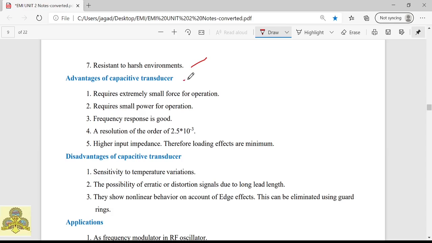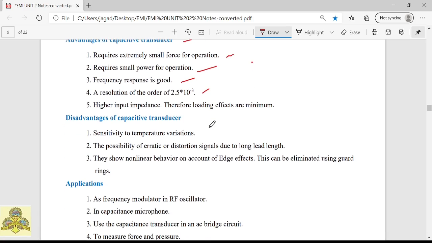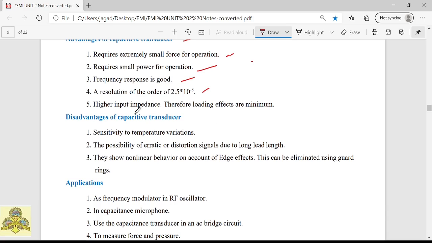What are the advantages of a capacitive transducer? It requires extremely small force for operation, as a small force can be measured easily here. It requires small power for operation. Since the capacitive transducer is very small, it obviously requires small power for operation. Frequency response is good. A resolution of the order of 2.5 into 10 to the power of 3 we can expect from a capacitive transducer. It gives higher input impedance, therefore the loading effect can be minimized.